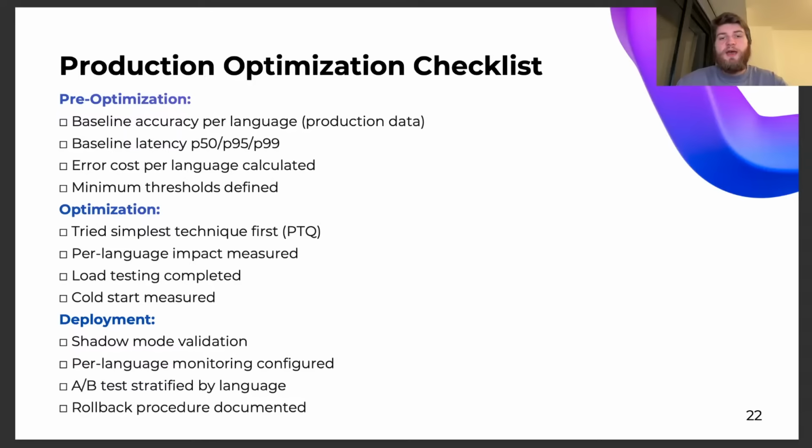Optimization selection. Have you tried the simplest optimization first, which is post-training quantization? Have you evaluated per language impact, not just overall? Have you tested under realistic load conditions? Have you measured cold start time?